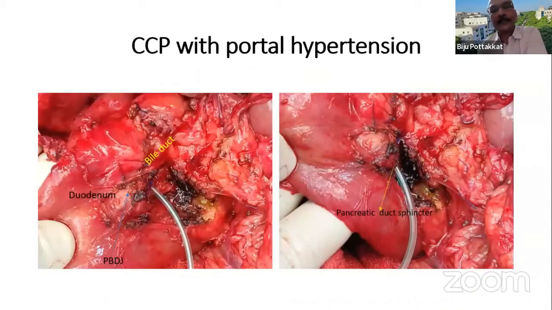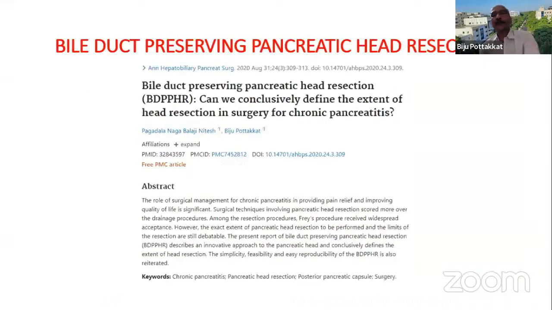Even in portal hypertension, sometimes if the head region has fewer collaterals, you can still go ahead with the head coring, but sometimes it may be really difficult. So we modified the head coring concept a little bit in this way. We go ahead with a more extended coring.